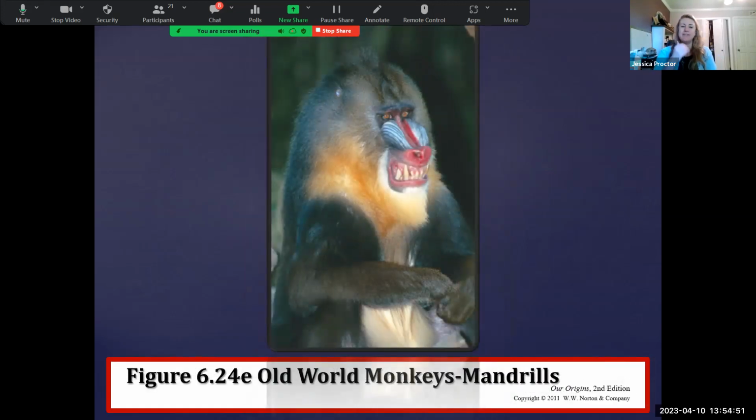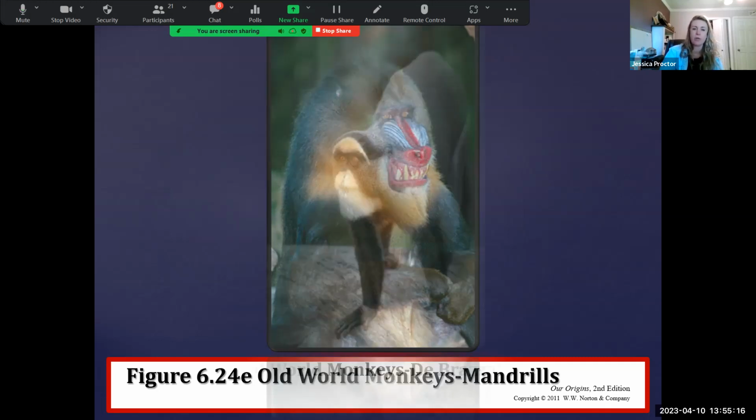This is a mandrill. So mandrills, you see really pronounced canines there. That's a male mandrill. And you also see the colors in his face, the blue and the red. Mandrills tend to have pretty high levels of sexual dimorphism, so the males are drastically larger than the females. And they also tend to live in those polygynous mating structures, so one male, multi-female mating structure.